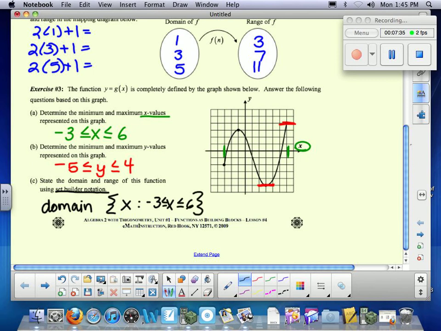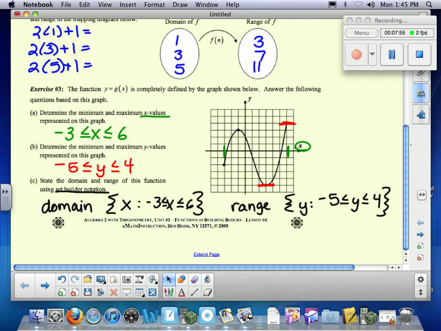Alright, so x such that, no wait, we use the dots. That's set builder notation for domain. So that's just our answer from letter A. And our range for the y values, and again, it's our answer from letter B. Whoops, I got a little carried away with my bracket there at the end.